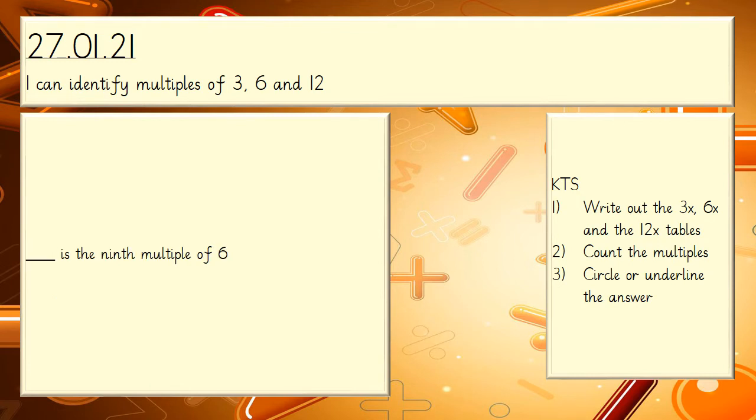Let's have a look at another example. What is the 9th multiple of 6? So first of all, making sure I've got my 6 times table written down like so, which we already have done. Then I'm going to count down the multiples until I get to the 9th multiple. That should be the same as 9 times 6. Once I've counted down the multiples until I get to the 9th one, I should get 54. And 9 times 6 is 54. So therefore the 9th multiple of 6 is 54.